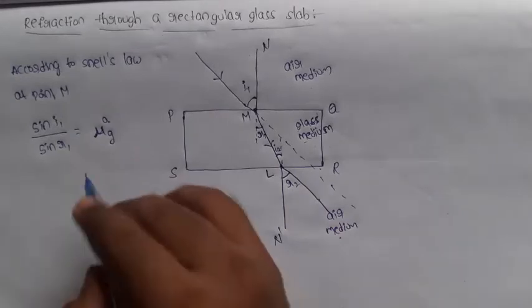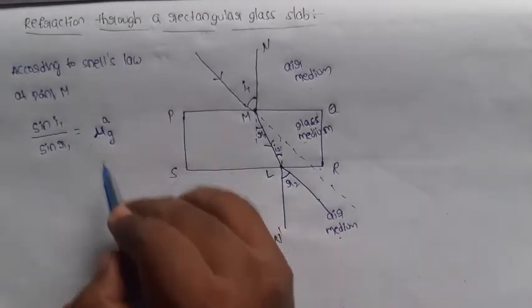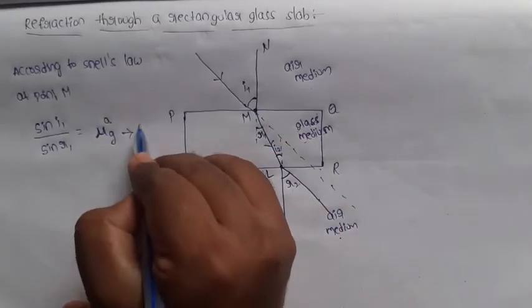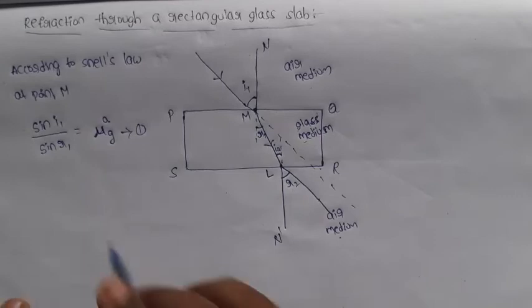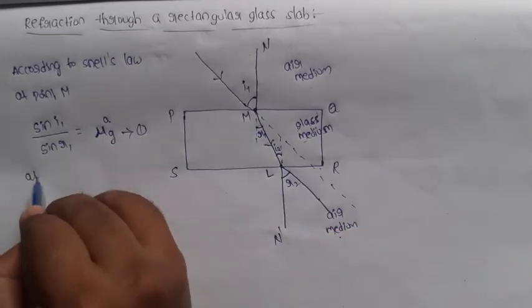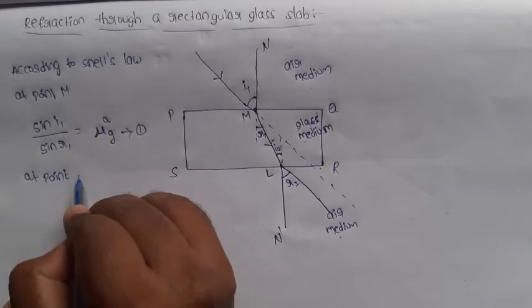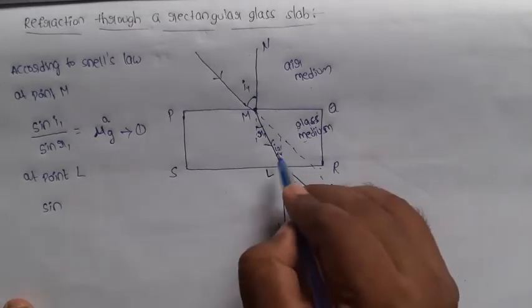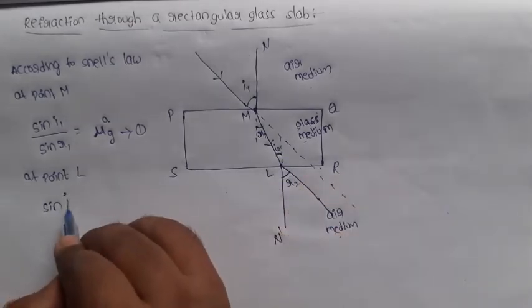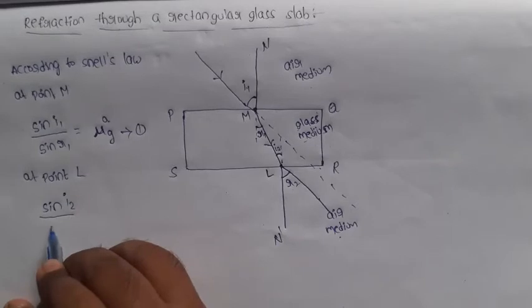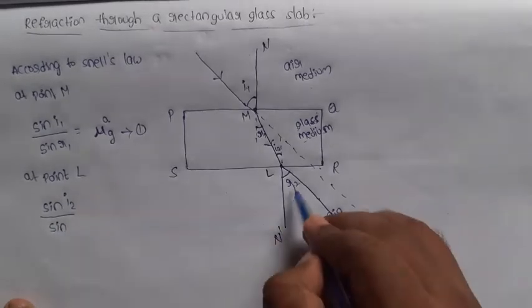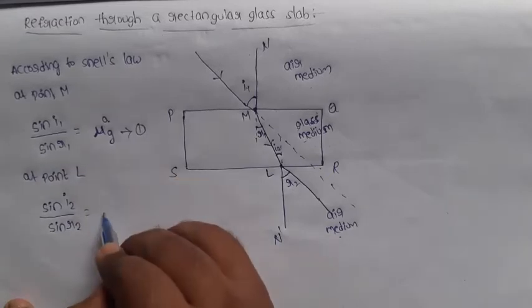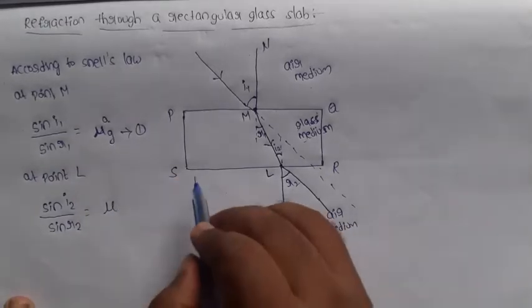Okay, so mu AG is the refractive index at point M. This is the first equation. Similarly, I am applying at point L. At point L, sine of incident angle I2 by sine of refracted angle R2 equal to refractive index mu.